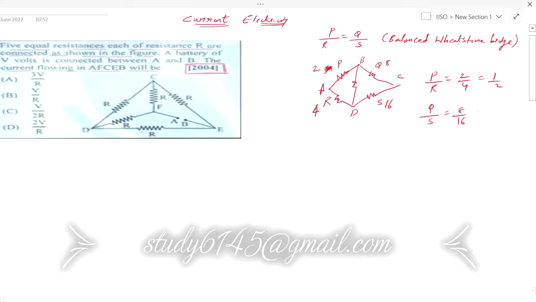Yes. So this is the condition for balanced Wheatstone bridge. Whenever the resistances are in pairs, what will happen? The potential at B will be equal to the potential at D. So VB will be equal to VD. If the potentials are the same, no current will flow. So there won't be any current flowing through this. If the current is zero, this resistance can be ignored. So this is the condition for balanced Wheatstone bridge.